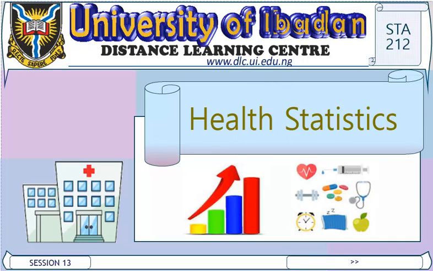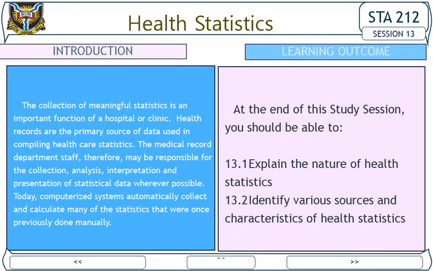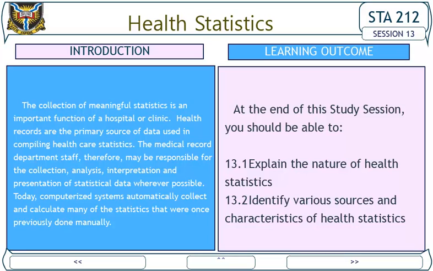Study Section 13. Health Statistics. Introduction. The collection of meaningful statistics is an important function of a hospital or clinic. Health records are the primary source of data used in compiling health care statistics. The medical record department staff, therefore, may be responsible for the collection, analysis, interpretation, and presentation of statistical data wherever possible. Today, computerized systems automatically collect and calculate many of the statistics that were once done manually.